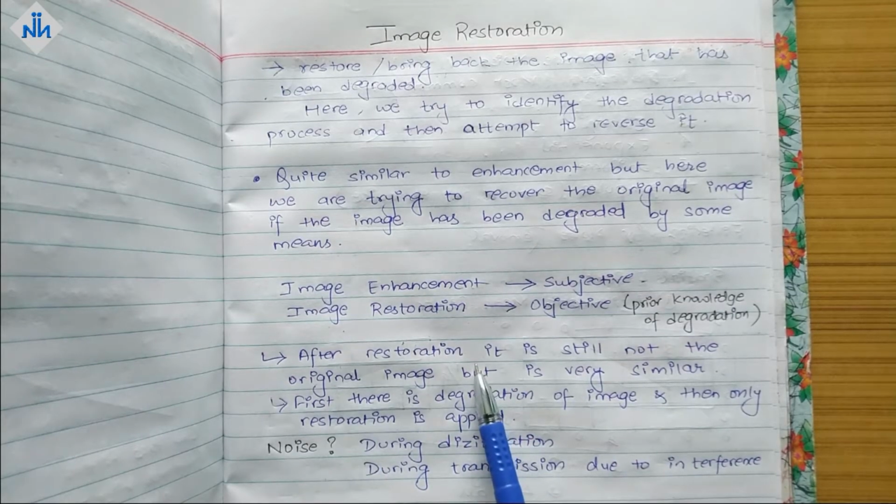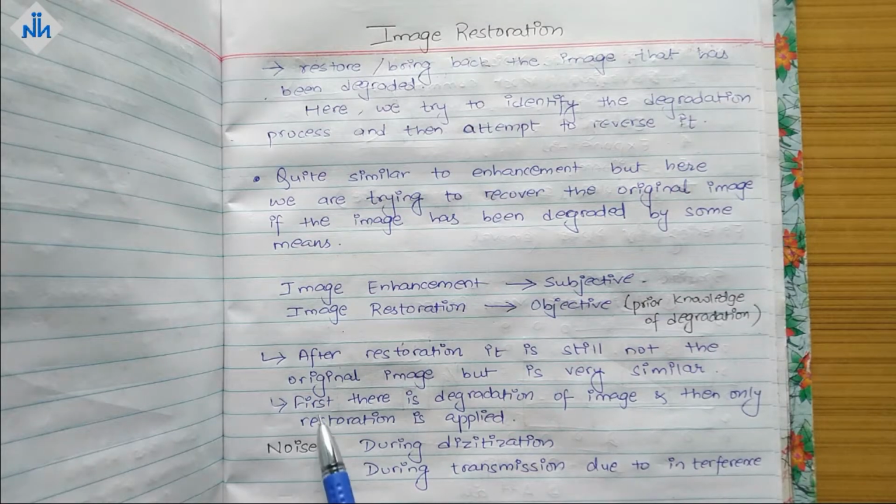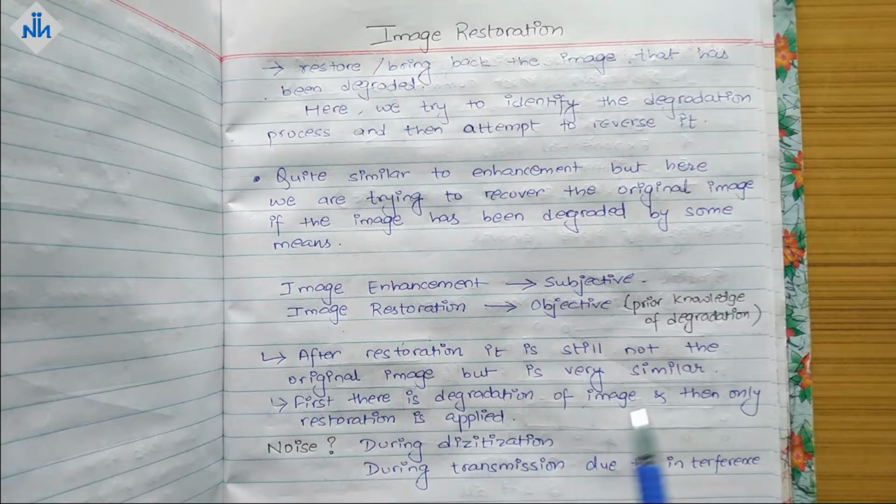After restoration, it is still not the original image, but it is very similar. So after applying all this image restoration, we cannot still say that it is our original image. It is still not the original one, but it is very similar to the original one. First, there is degradation of the image, and then only restoration is applied. If we have no function of degradation, we cannot reverse it. So first degradation has to happen on the image, and then only restoration can happen.